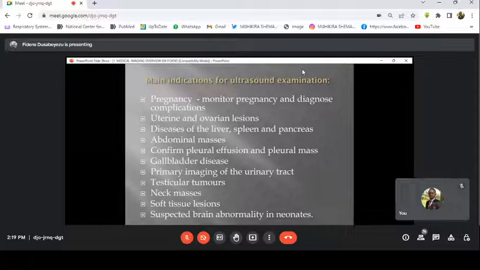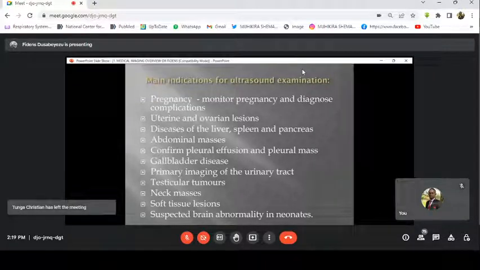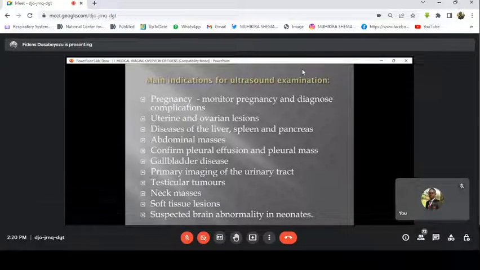Urinary tract, kidneys, ureters, bladder, you can see them very well on ultrasound and see if there is any renal stones, ureteric stone, or bladder tumor, even hematoma in the bladder. You can see them on ultrasound very well.